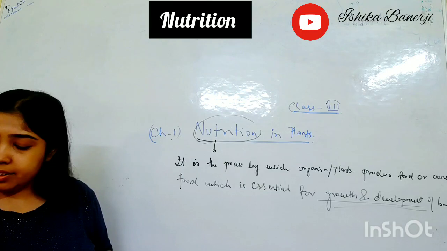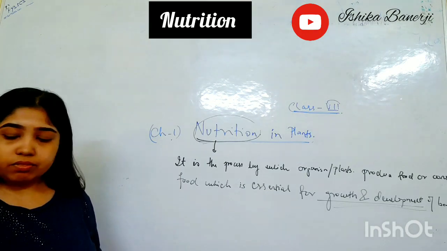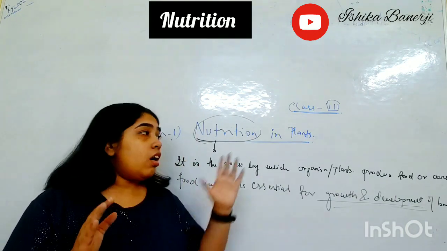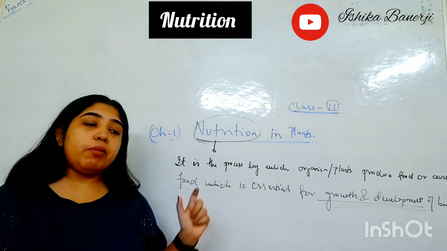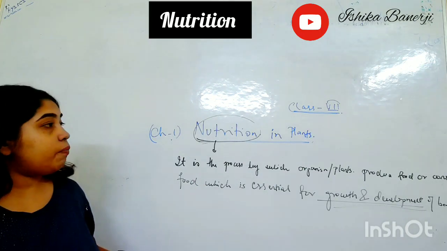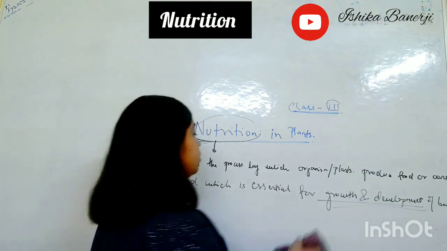Now, a very important thing about nutrition that we have to know is that there are a few types of nutrition. I will make a flow chart. Go through that flow chart, I will explain, because in your book the flow chart is not given. That is why I thought of making the flow chart for you.